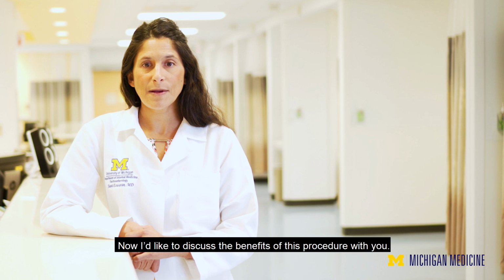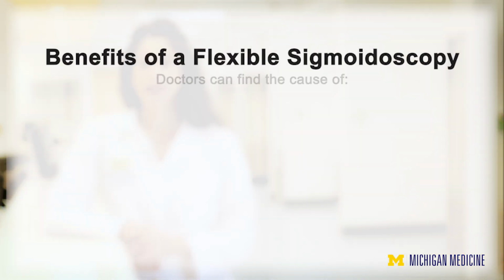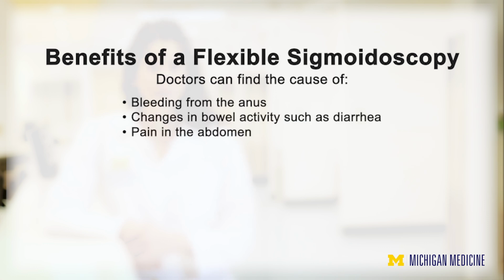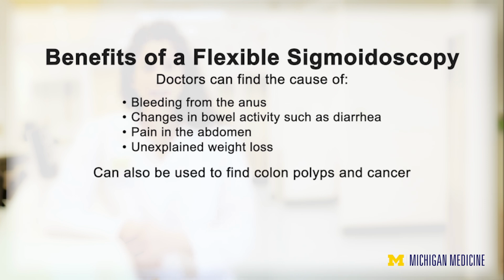Now, I'd like to discuss the benefits of this procedure with you. With a flexible sigmoidoscopy, doctors can find the cause of symptoms such as bleeding from the anus, changes in bowel activity such as diarrhea, pain in the abdomen, and unexplained weight loss. Doctors also use flexible sigmoidoscopy as a screening tool for colon polyps and colon and rectal cancer.